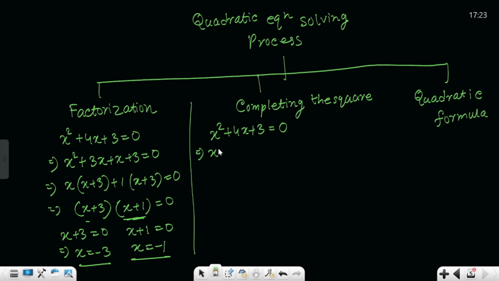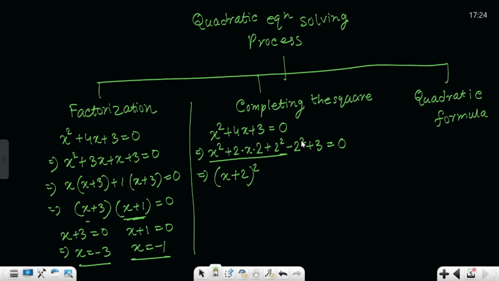So this will be x square plus, what we can write, 2 into x into, we need to get 4x, so we will write 2 here again, right? Plus 2 square. Now we added a term 2 square, so we need to subtract that term also. So this will be minus 2 square here plus 3 equal to 0, right? Very easy. So this part will be equal to x plus 2 whole square.